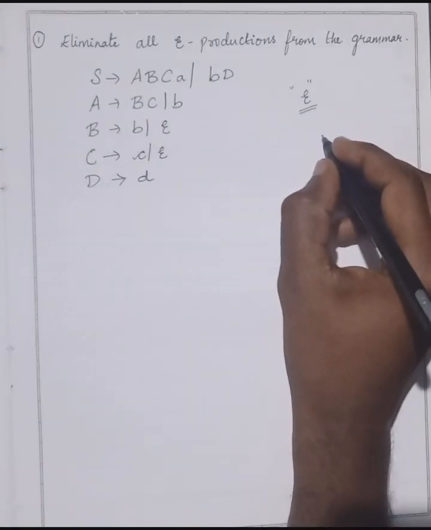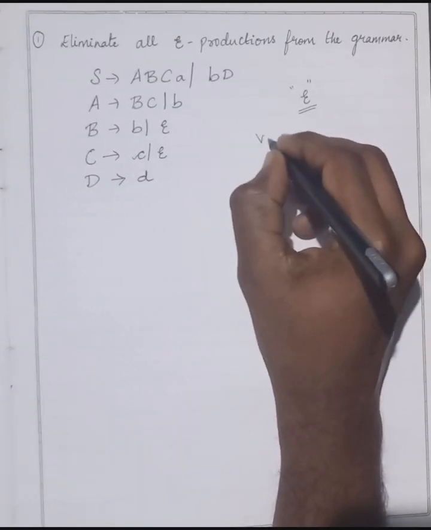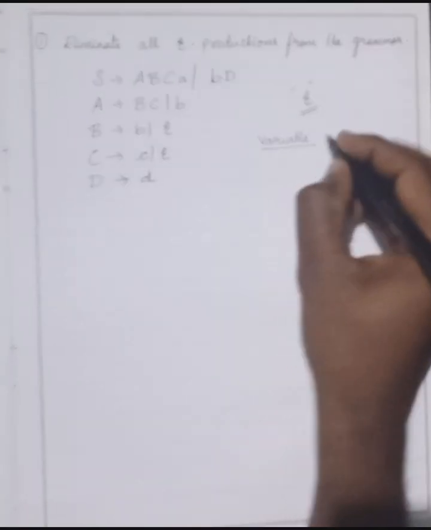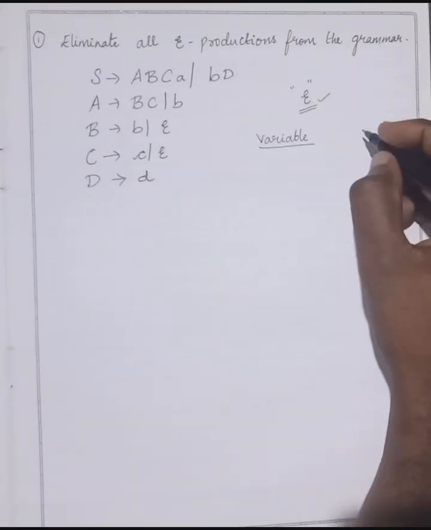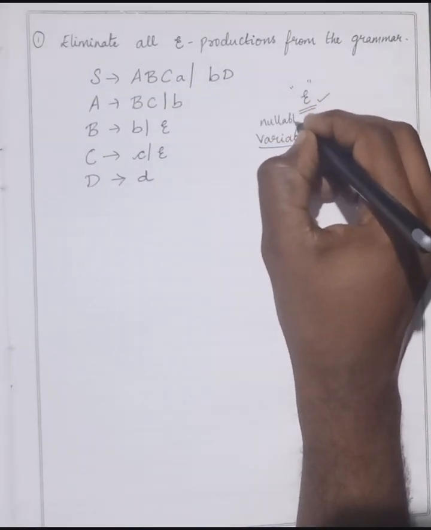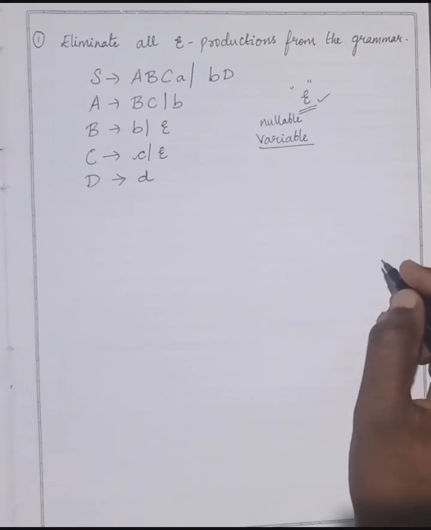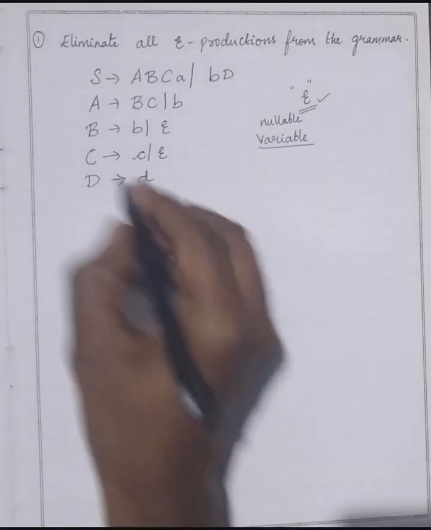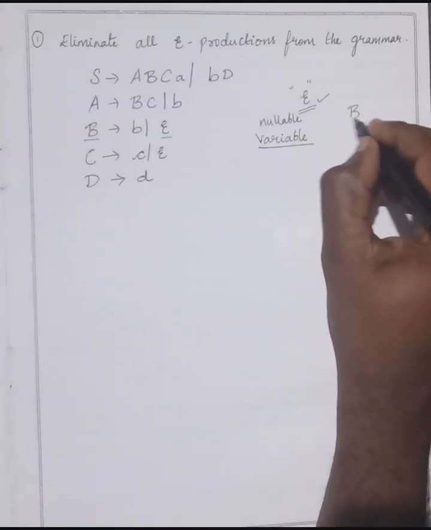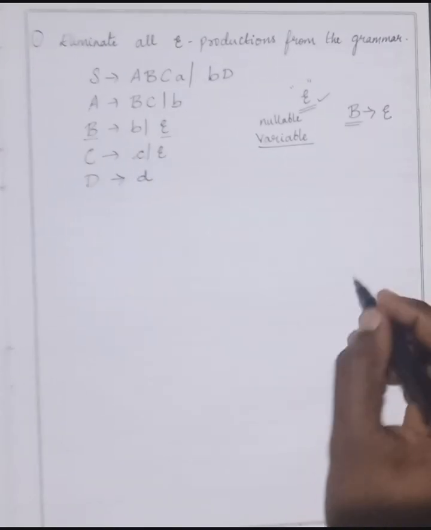The first thing is we want to check all the variables that can be nullable, that can derive epsilon directly or indirectly. They are called nullable variables. So first we want to find out the nullable variables. First we'll see the direct ones. You can see B derives epsilon, so B can be a nullable variable.